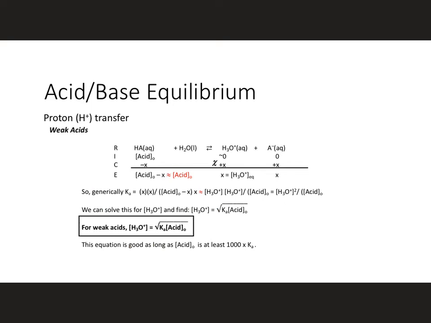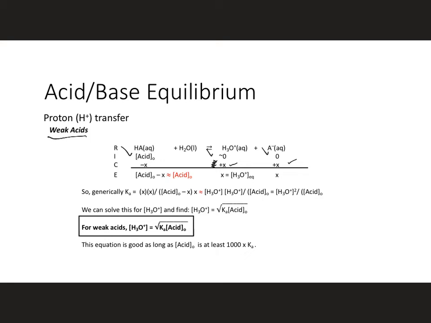Let me show you this math now very generically, because it's going to give us a result that we can use and not have to do a RICE table every time. When we have a weak acid equilibrium, here are my initial conditions: initial concentration of the acid, essentially no hydronium and no conjugate base. Some of the acid dissociates, let's call it X. That produces an equivalent amount of hydronium and the conjugate base.